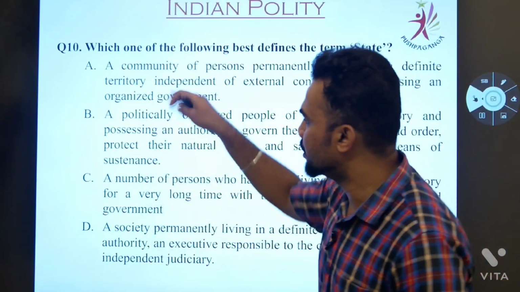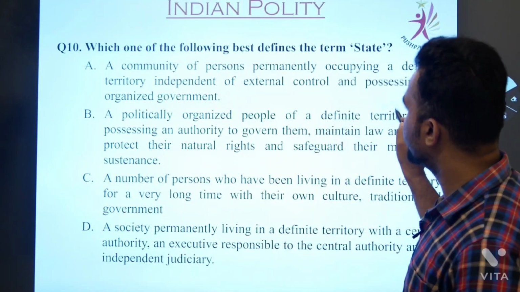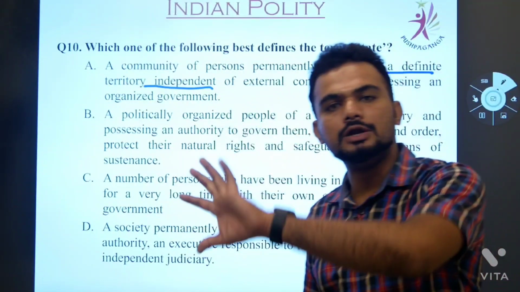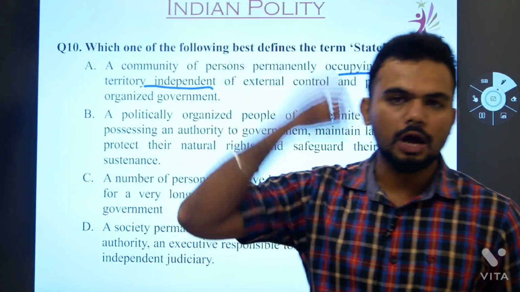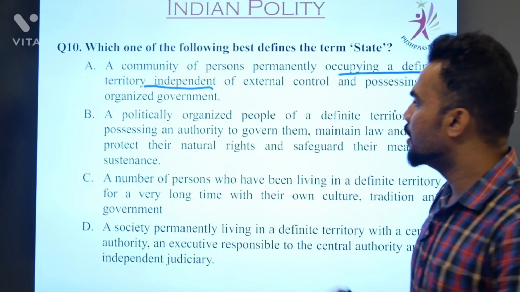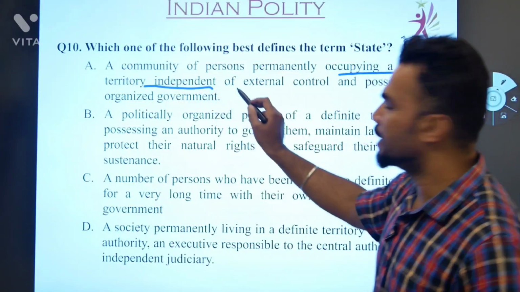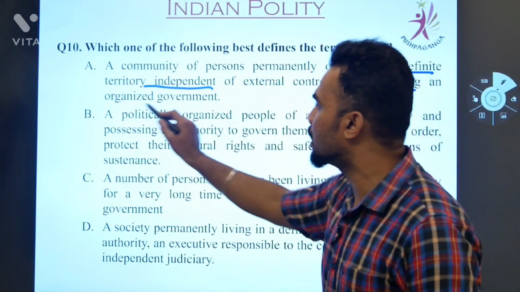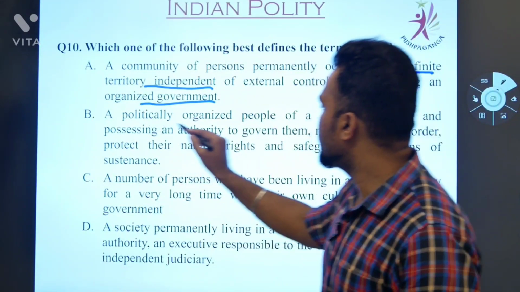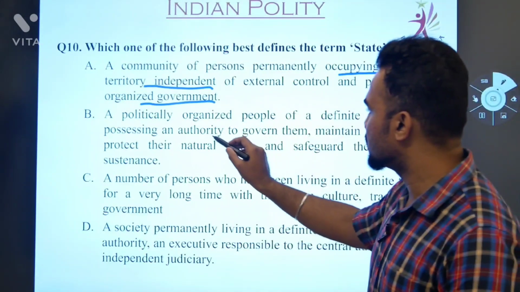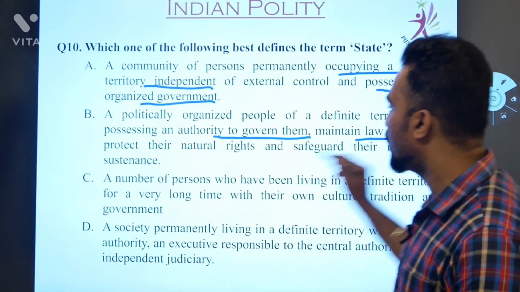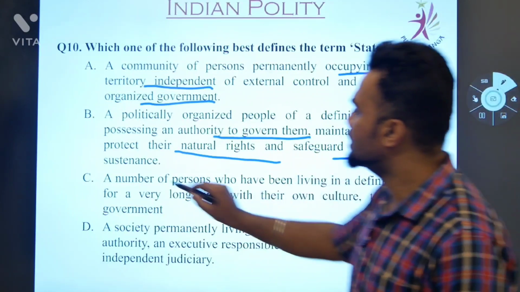Now let us look at the options. The community of persons permanently occupying a definite territory independent of external control and possessing an organized government, that is a systematic government, republic, sovereign and democratic. In a state, no one else is controlling us, we are independent. Next, a politically organized people of a definite territory possessing an authority to govern them, maintaining law and order to protect their natural rights and safeguard their means of sustenance. So this is not the answer.